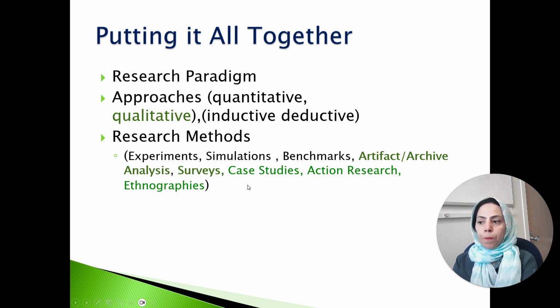On the other hand, have a look at case studies. Case studies inherently will give you a qualitative outcome. Similarly, action research is a qualitative research method. Ethnography is also qualitative in nature. And archive analysis is when you go and analyze the documents that you have. So artifact analysis and surveys, they can be both quantitative and qualitative.